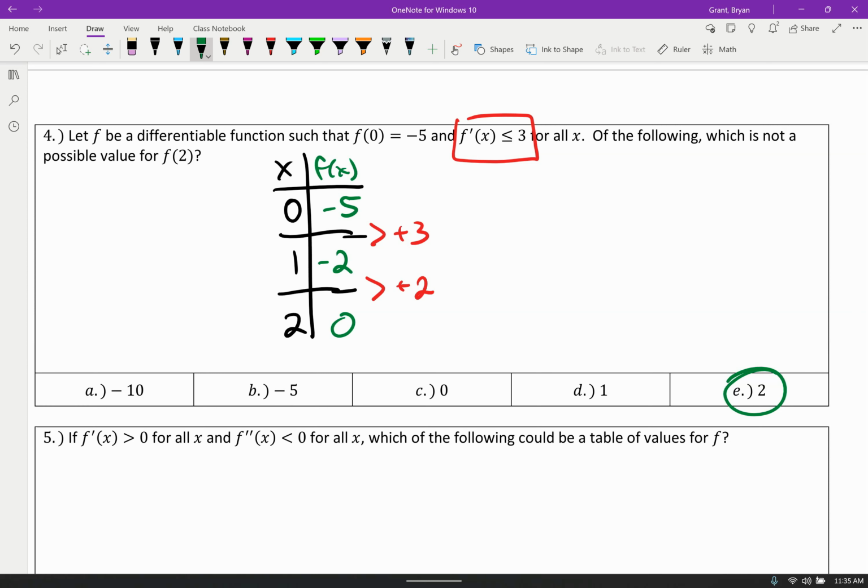And in the same vein, I could even get negative 10, right? We could go up by 3 and then I could go down by 8, because negative 8 is smaller than 3, and that would get me to negative 10. So I think all of those are possible except 2.